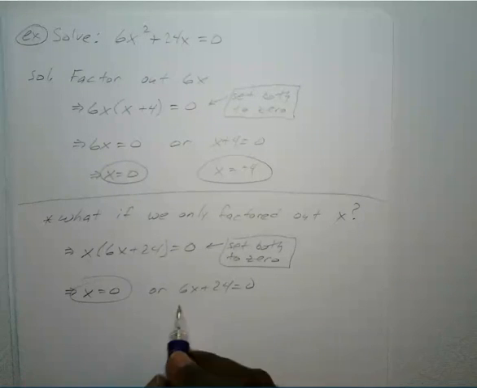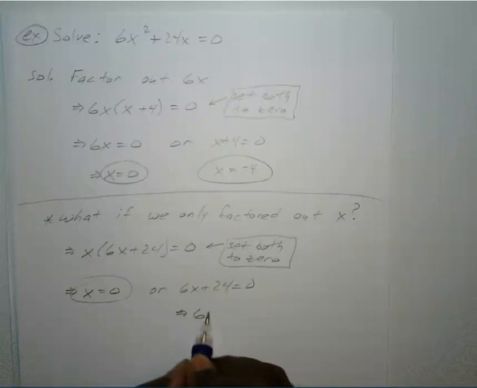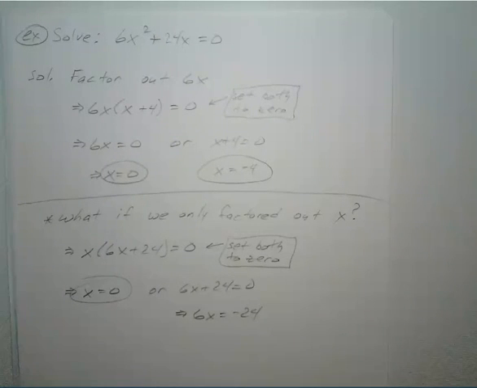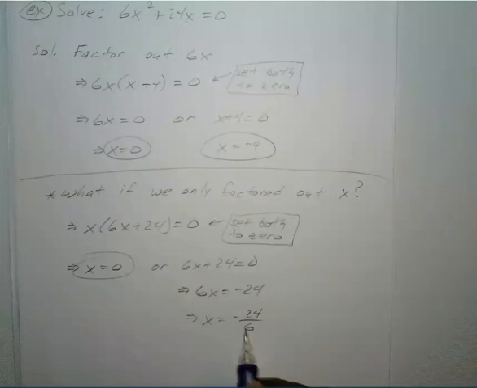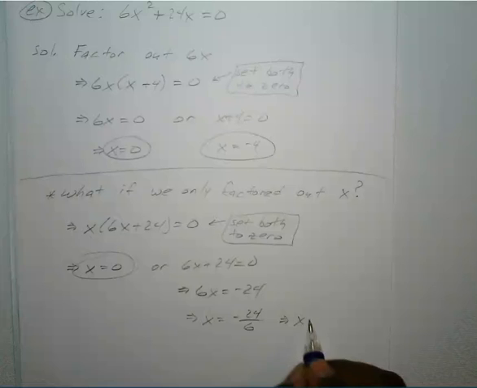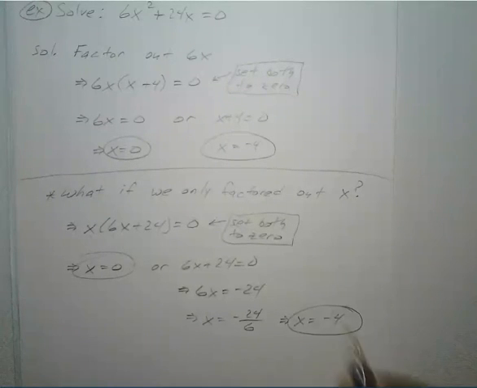So if we subtract 24 from both sides here, we have 6x equals negative 24. If we divide both sides by 6, we end up with x equals negative 24 over 6. 6 goes into 24 4 times, so we end up with x equals negative 4. So either way, you'd get the exact same answer.